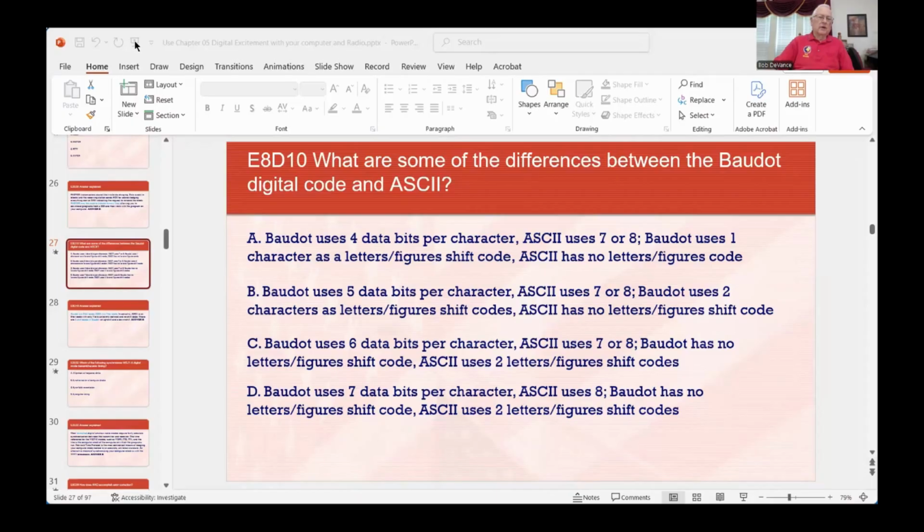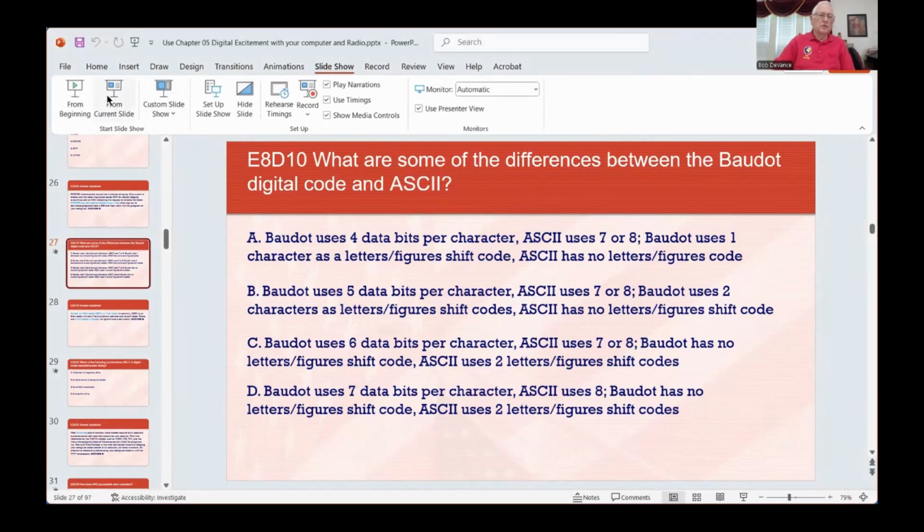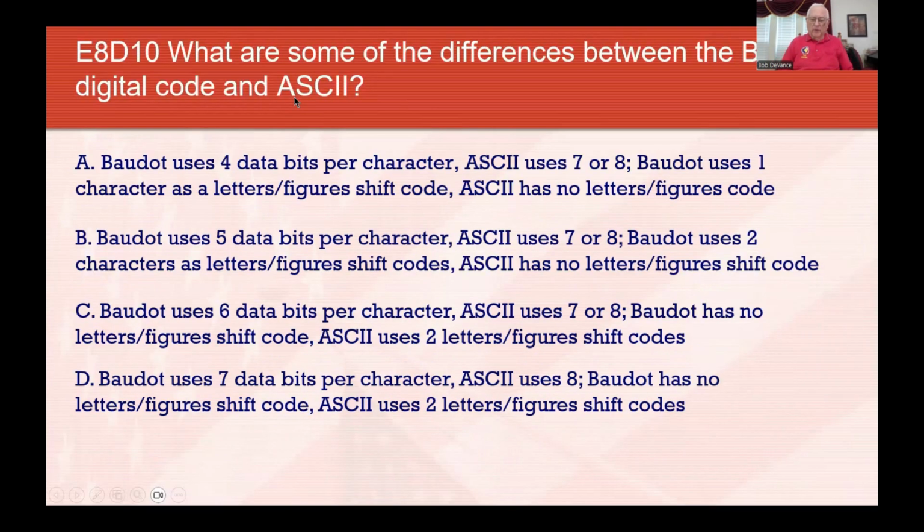And put it in slideshow. Come on, slideshow from the current slide. There we go. Okay. Starting about 2 questions before where we stopped last time, just felt like it might be kind of nice to have this available there for us to look at again.